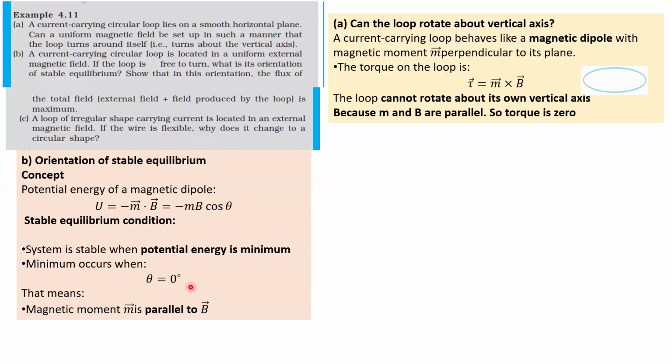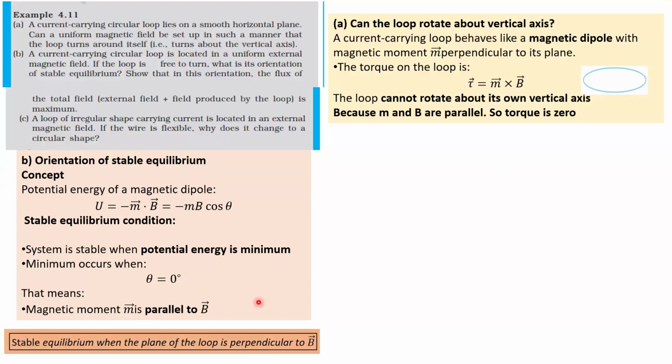When theta equal to 0, but in the question, what is the orientation? What is theta? Theta is the angle between M and B. Same way, the loop is horizontal. Loop is kept like this. Magnetic dipole moment is upward. Magnetic field is also upward. In other words, magnetic moment and B are parallel.